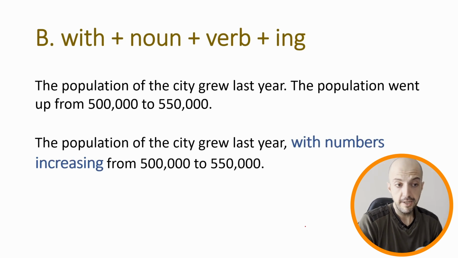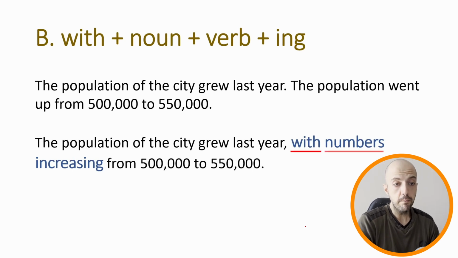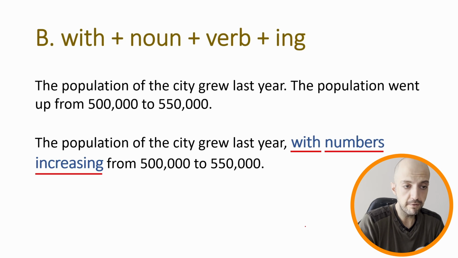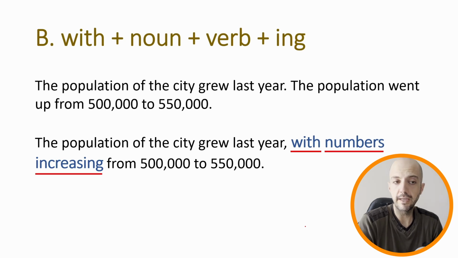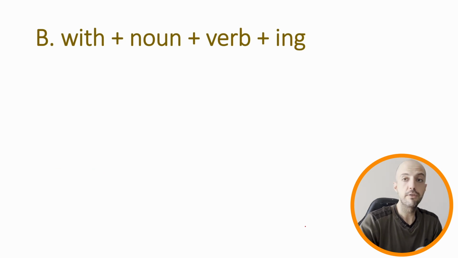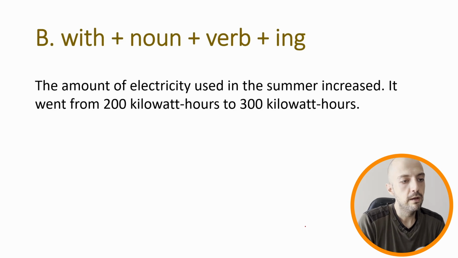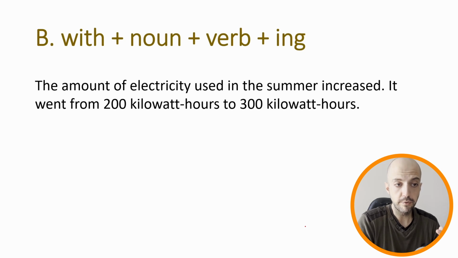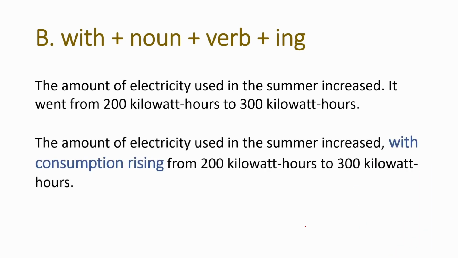The population of the city grew last year with numbers increasing from 500,000 to 550,000. The third example, the amount of electricity used in the summer increased. It went from 200 kilowatt hours to 300 kilowatt hours. Let's combine them. The amount of electricity used in the summer increased, with consumption rising from 200 kilowatt hours to 300 kilowatt hours.